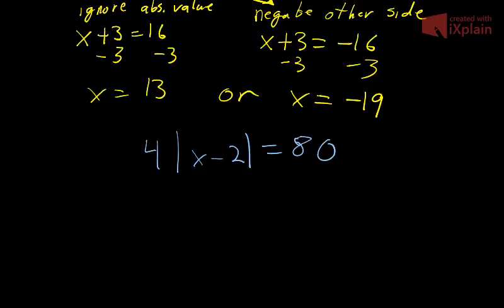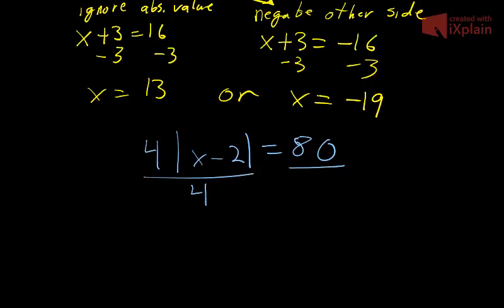My first step, again, is going to be to isolate my absolute value. So I'm going to take this thing right here, and what I want to do when I see it is treat it like a variable and solve for it. I need to get that by itself. To do that, I'm going to divide by the 4.